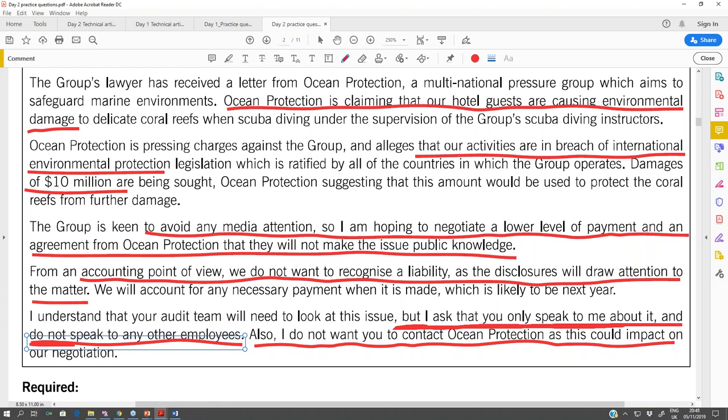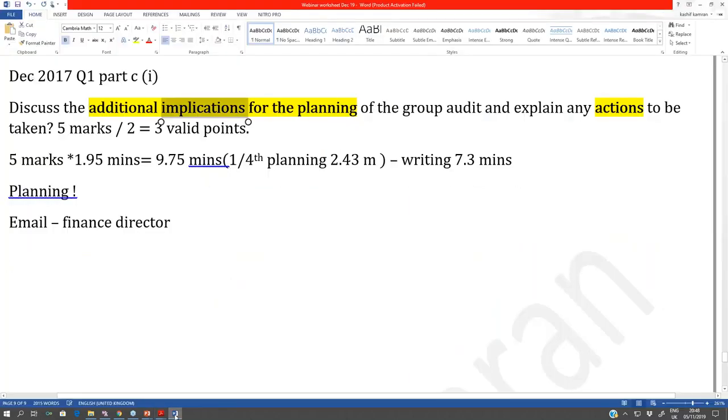So he's trying to limit my scope. And more importantly, he says that he doesn't want a liability to be recognized, which is the wrong accounting treatment. And he wants to avoid the media attention. And there is a non-compliance with laws and regulation. They've breached the environmental laws, and the Ocean Protection group is putting in a claim of $10 million. So the examiner is asking us: what is the implication for planning the group audit?